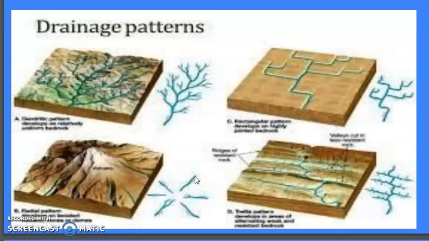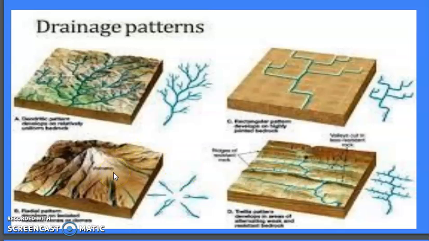and this is called the radial drainage pattern. Besides these four, there is another drainage pattern that is called the centripetal drainage pattern. Radial drainage pattern is also known as centrifugal drainage pattern. But besides the centrifugal drainage pattern, there is another drainage pattern called the centripetal drainage pattern. That is the opposite of this picture.